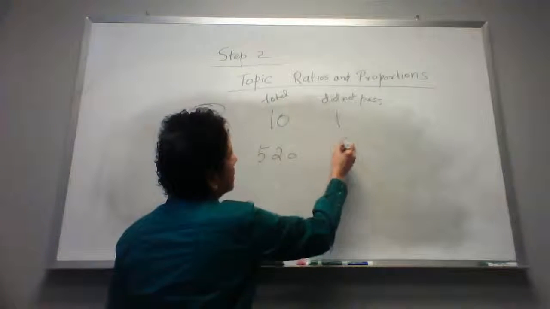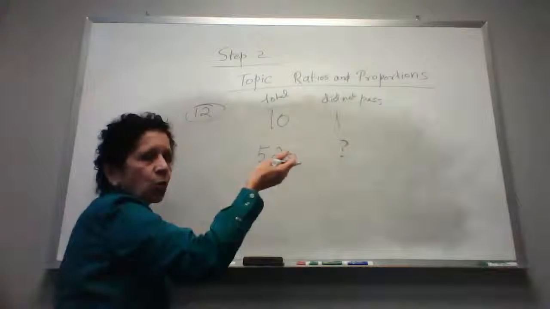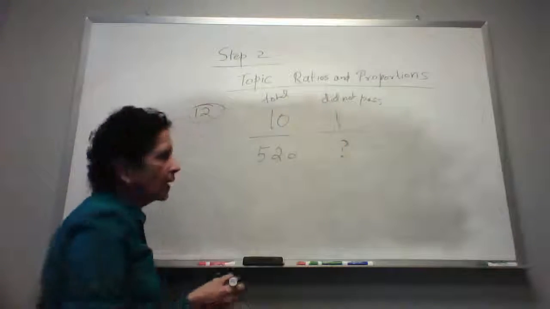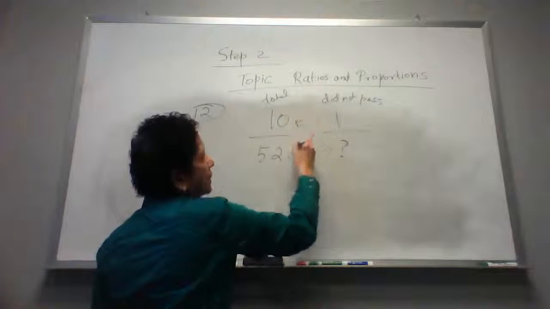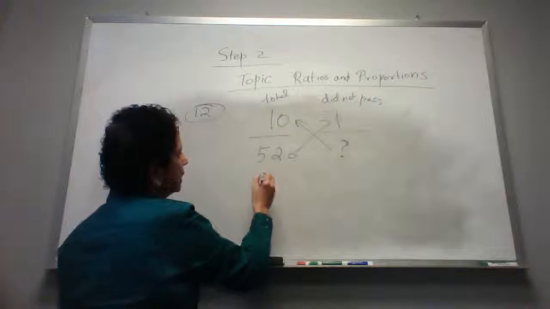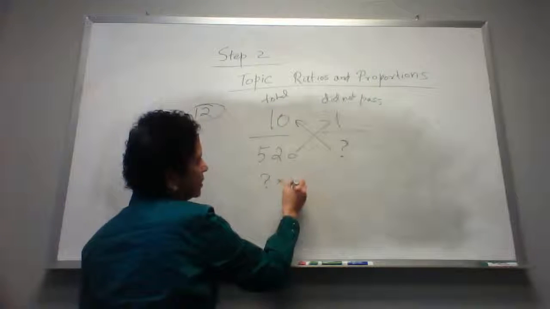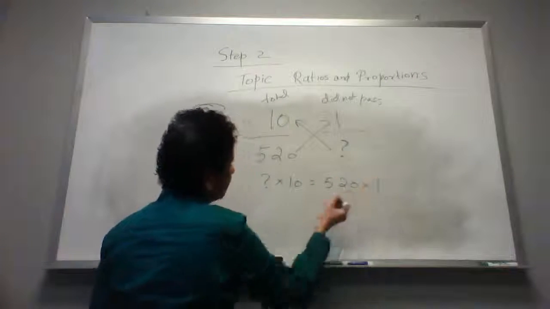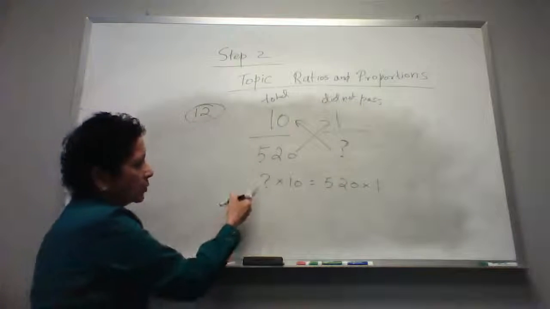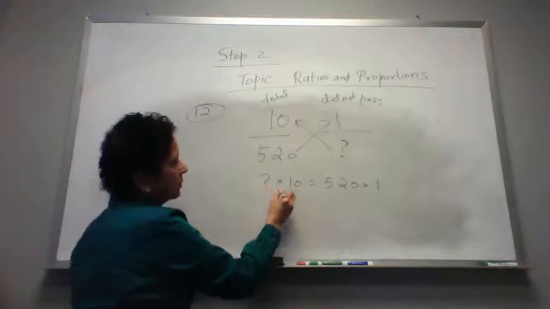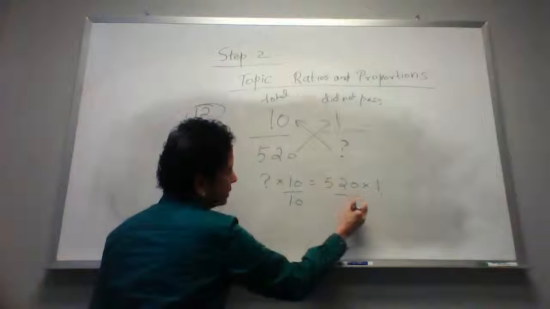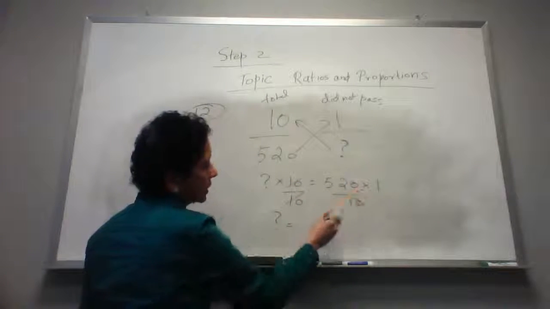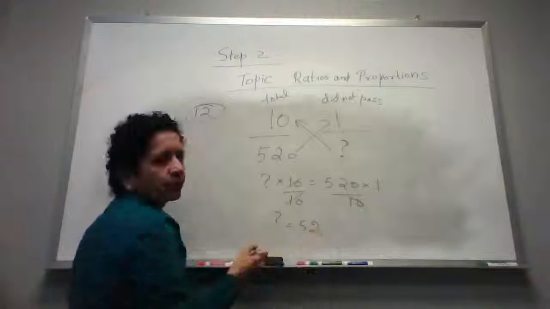But if you're not able to see that, that's okay, you just do it the same way. You just divide like that, and then you do the cross multiplication, right? Then question mark times 10 equals 520 times 1. Then I just want the question mark, I don't want the 10, so on both sides I divide by 10, okay, so this is gone, so question mark equals 52, okay?